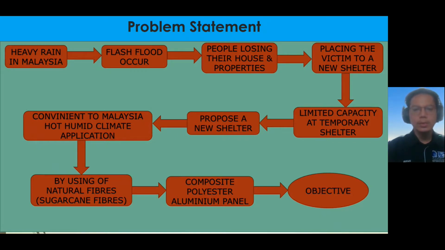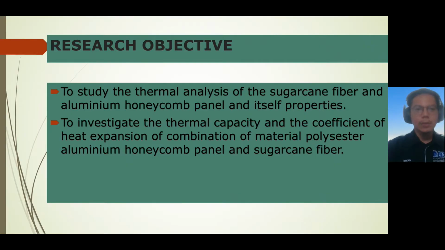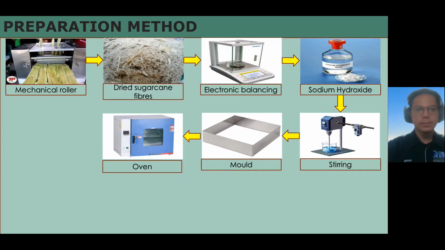So we have to propose a new shelter which is convenient for Malaysia's hot humid climate application by using natural fiber, which is sugarcane fiber with composite polyester aluminium, which leads to our objective. Okay, our research objectives are to study the thermal analysis of sugarcane fiber and aluminium honeycomb panel and its properties, and to investigate the thermal capacity and the coefficient of heat expansion of the combination of material polyester aluminium honeycomb panel and sugarcane fiber.